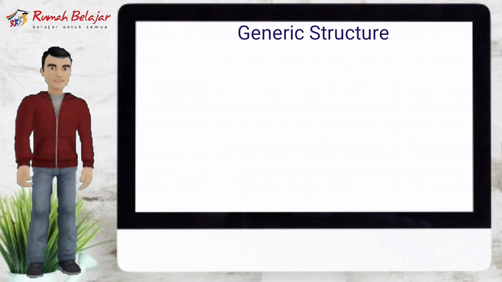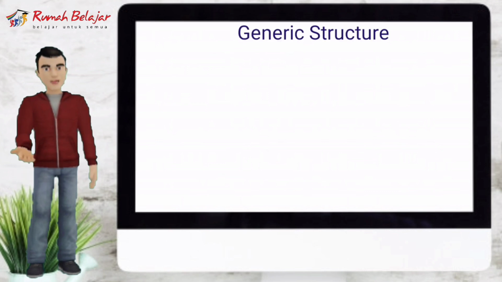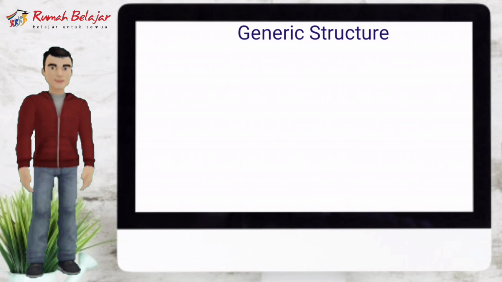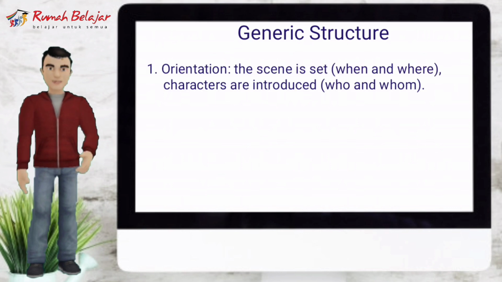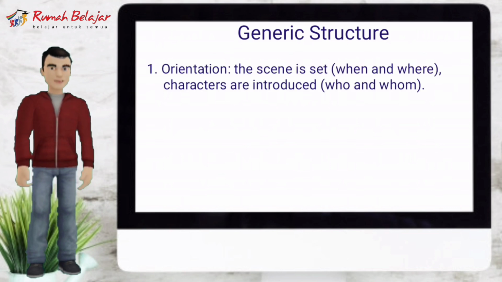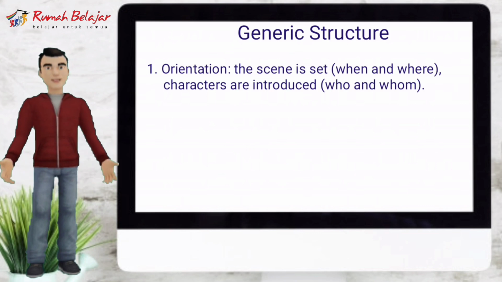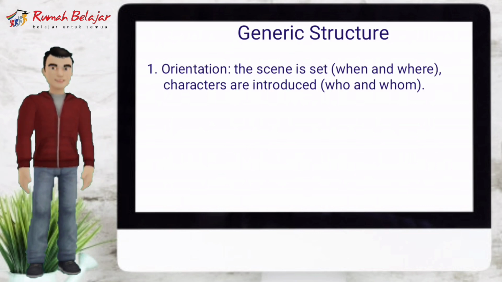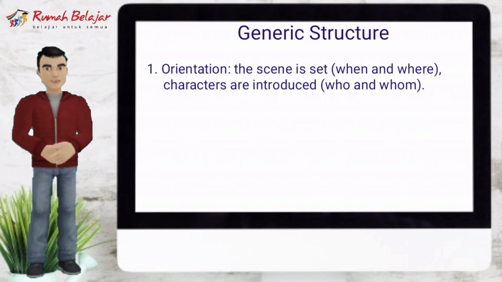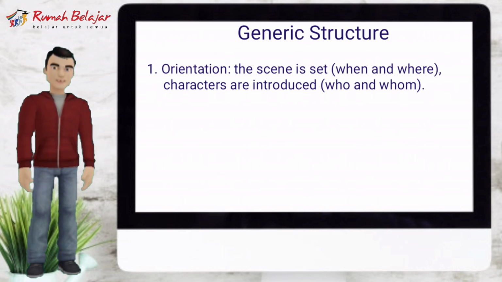The generic structure of narrative text. Part 1 is orientation. In this part, the scene is set, when and where. Characters are introduced, who and whom. Usually, it is the first paragraph, the opening or beginning of the story.